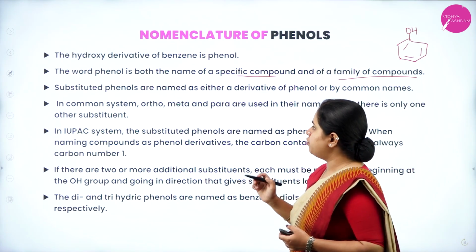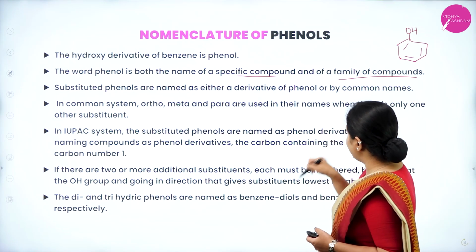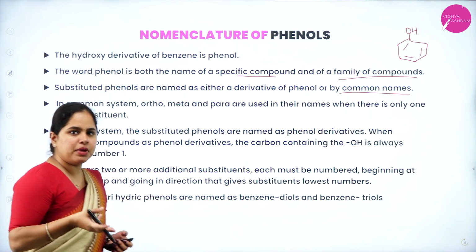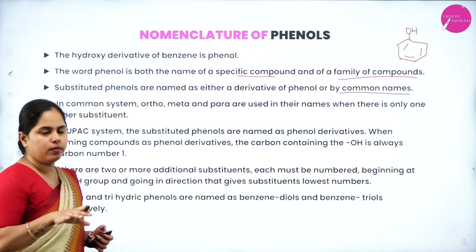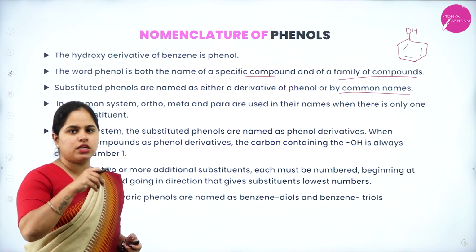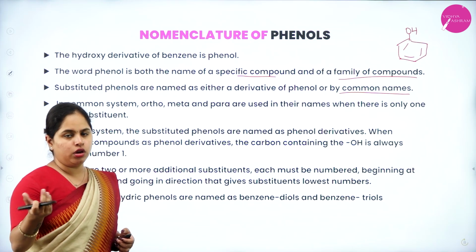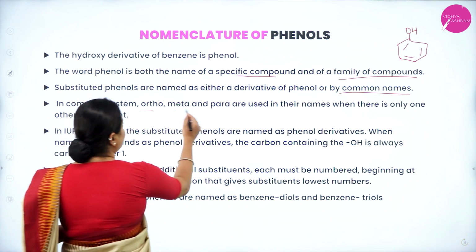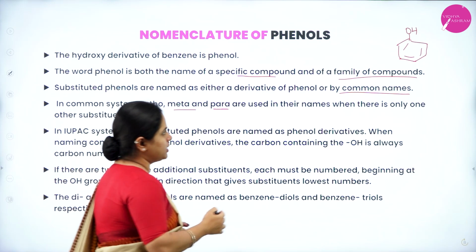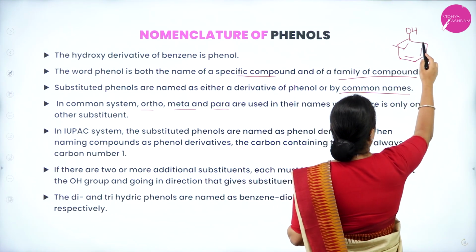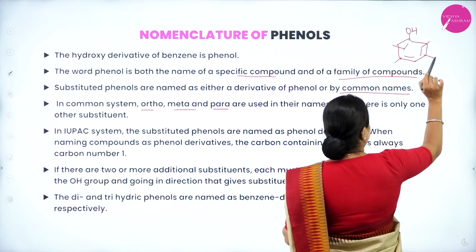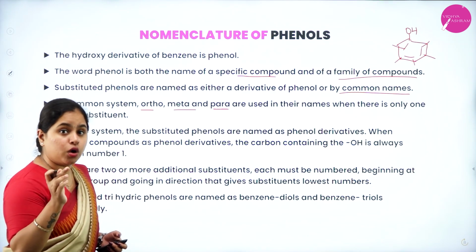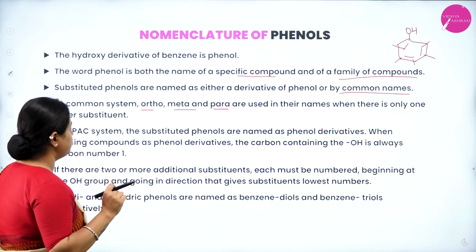Now, the substituted phenols are named either as derivatives of phenol or by common names. So, as we already know, it can be named on the basis of phenol. That means you can add the prefixes and then finally end it with phenol, or else you can use the common names as well. In the common system, ortho, meta and para are used. For example, in here, these two are the ortho position, these two are the meta position, and this is the para position, right? So, that is used in the common system, not in the IUPAC system.